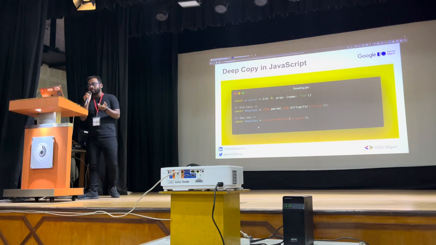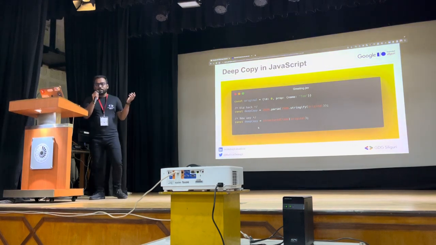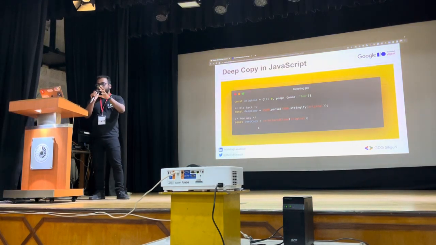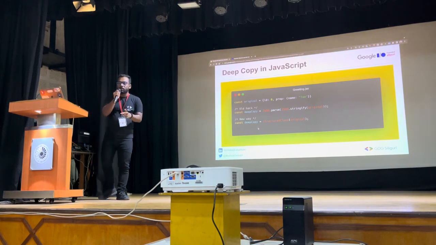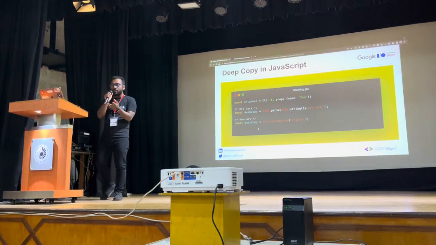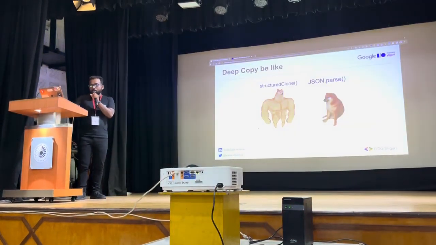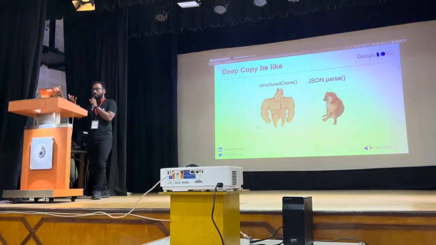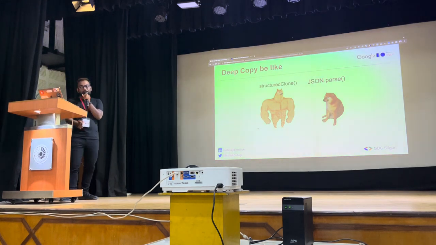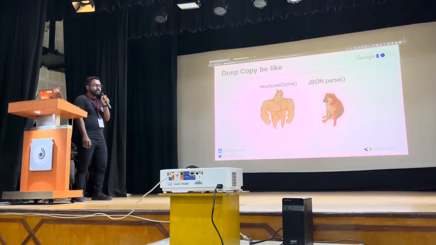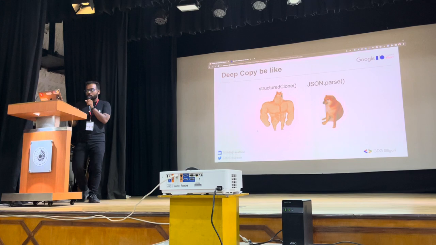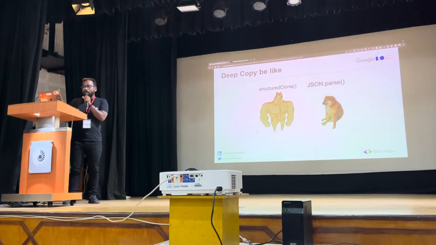But now Google introduced something called structuredClone, so you can directly use it, give it the original object, and it will just make a deep copy out of it. So you just need to use one function and it will give you everything. Now this is the demonstration of how you can compare structuredClone against JSON.parse. So it's more convenient to use it.